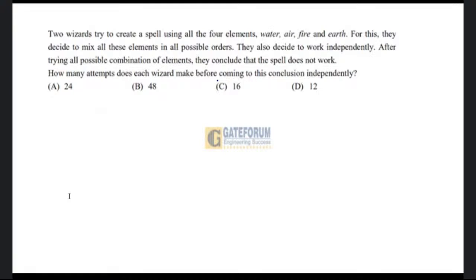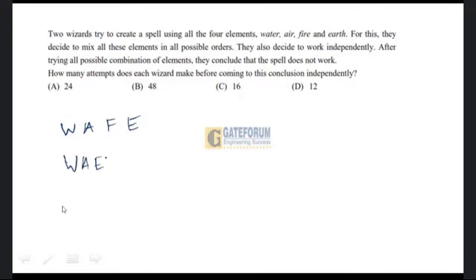How many attempts does each wizard make before coming to the conclusion independently? The story behind the sum might be somewhat confusing, but if you have seen those famous magic movies, and I forget the name right now, these are almost like that, all wizards and everything. There is water, air, fire, and earth. The wizard has to mix this in any order.